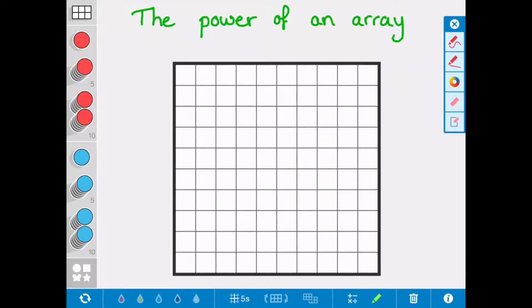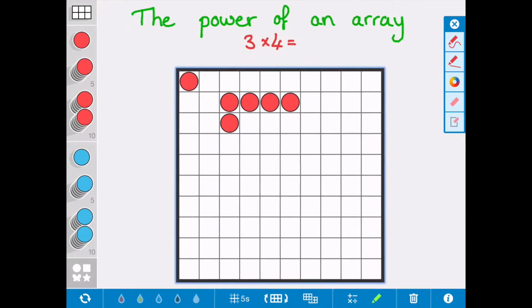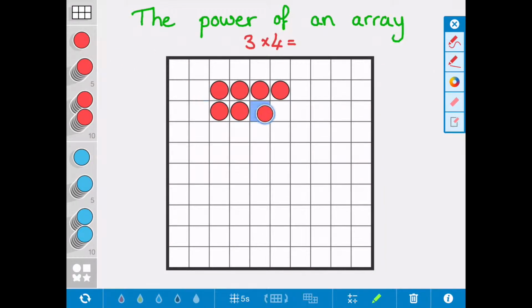So I'm going to demonstrate the power of an array. We're going to start with a question which is 3 times 4, or 3 groups of 4, and we're going to actually use counters to work this out. So we've got 1, 2, 3, 4, so that's one group, 1, 2, 3, 4, it's 2 groups, 1, 2, 3, 4, and we can see that that's 3 groups of 4.